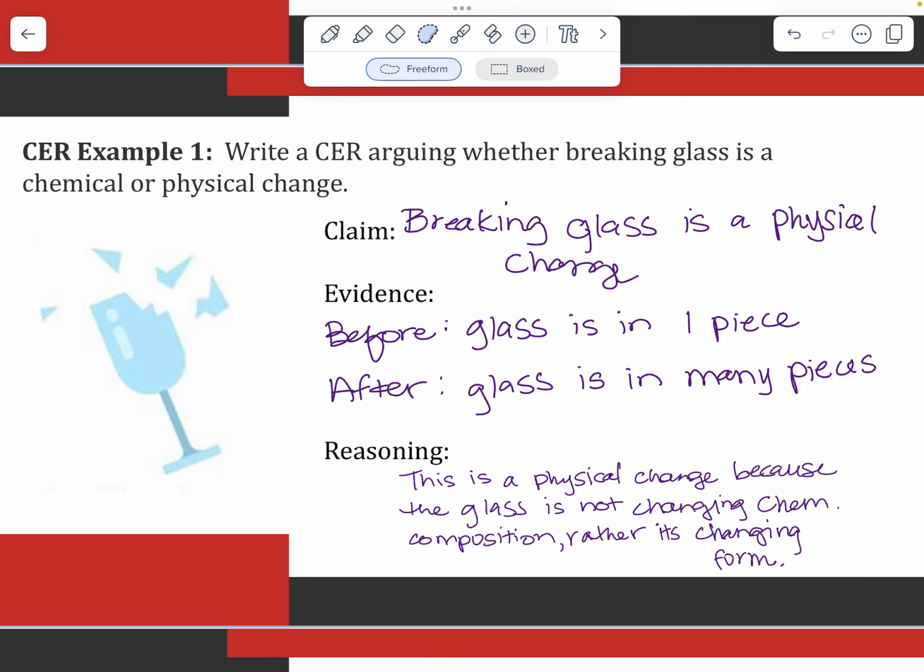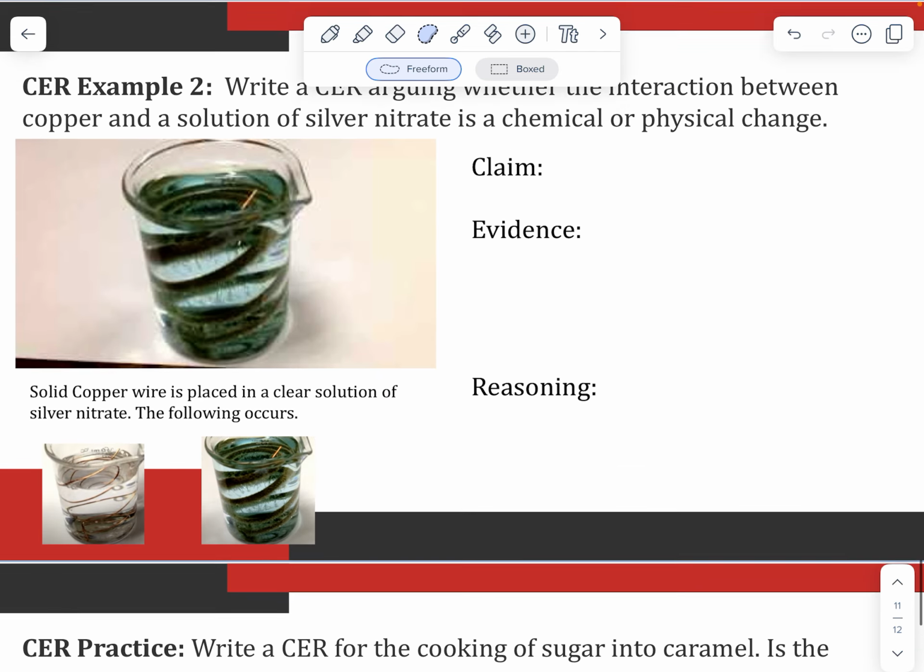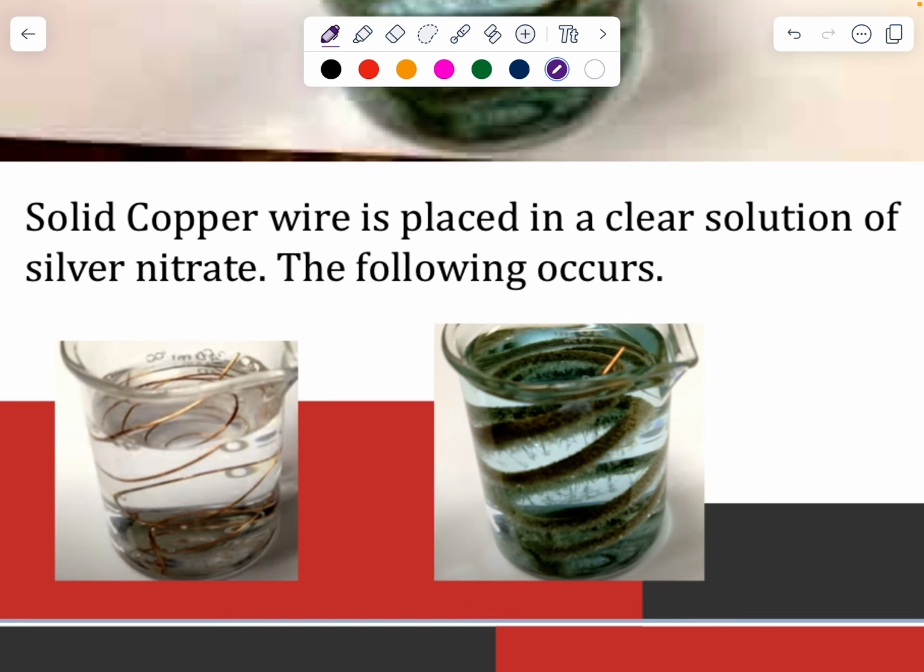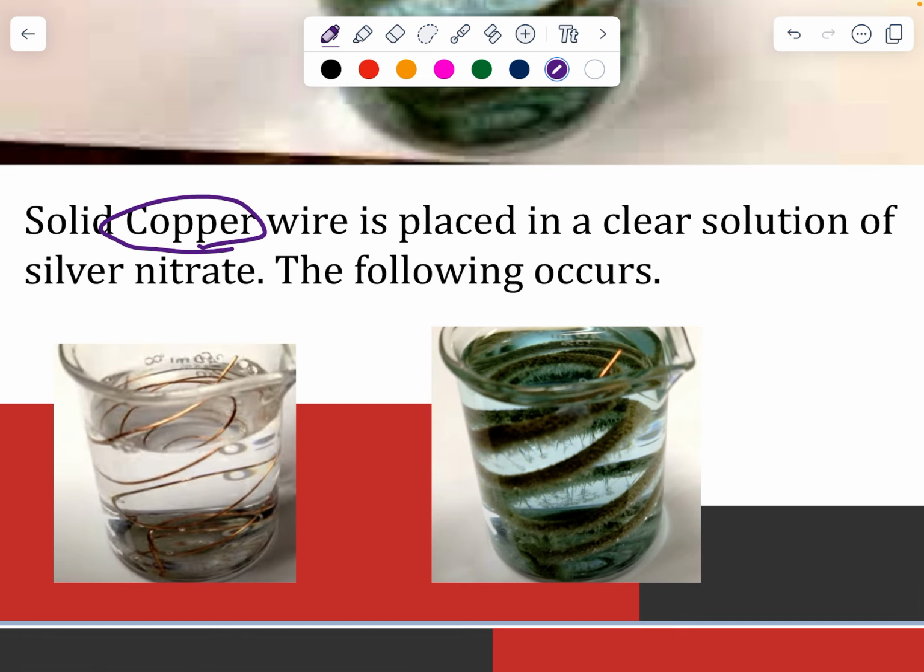All right, let's do one more together. With this one here, if you want, you can look up what happens when solid copper is placed with silver nitrate. Again, we're going to go through and write a CER based on this interaction. I gave us before and after pictures down here, so we can do that as well. As I'm looking at it, I want to look at the before. And when we're looking at these, we want to make good observations. I have copper and I have silver nitrate.